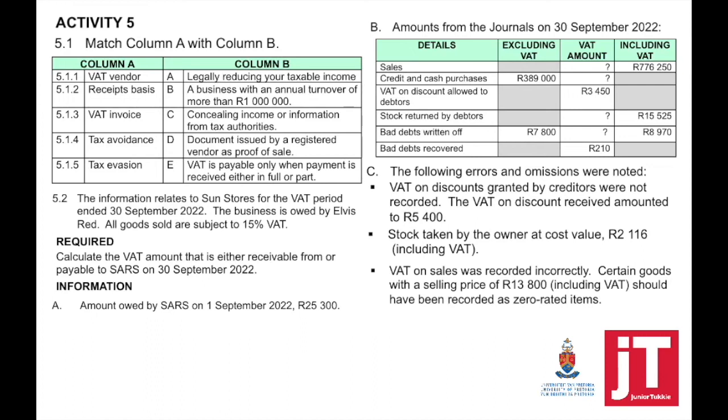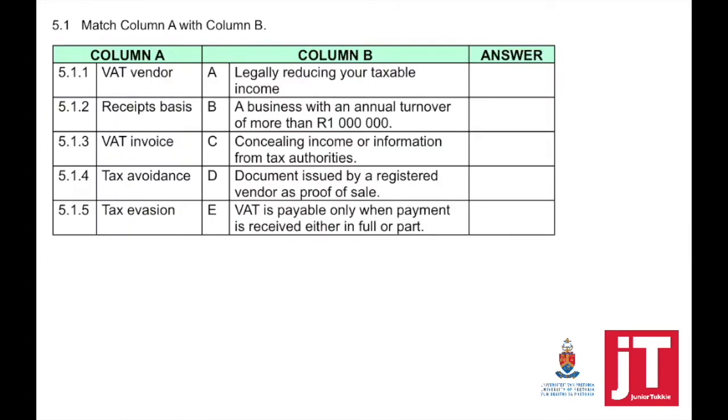We are going to look at Chapter 11, VAT, Activity 5. This question consists of question 5.1 and 5.2. Starting with 5.1, match column A with column B.